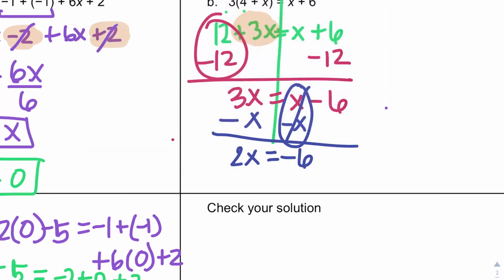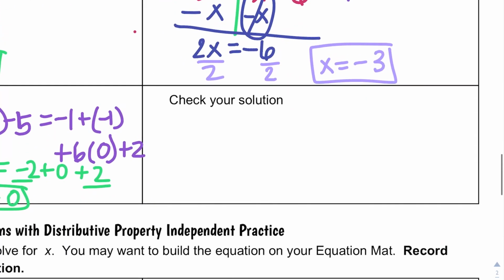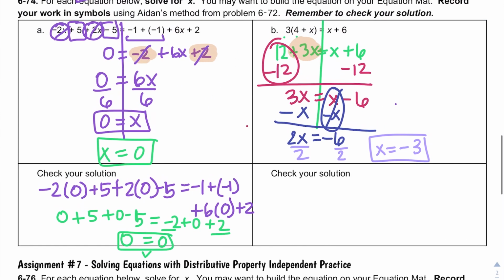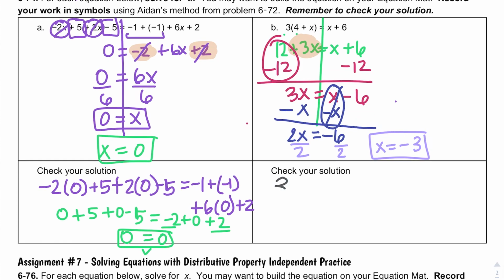Then I'm going to divide both sides by 2, because I have two x's to equally divide the negative 6 one tiles and end up with negative 3. To check your solution, we plug our solution into our original equation, which was 3 groups of 4 plus negative 3 for the x equals negative 3 plus 6.